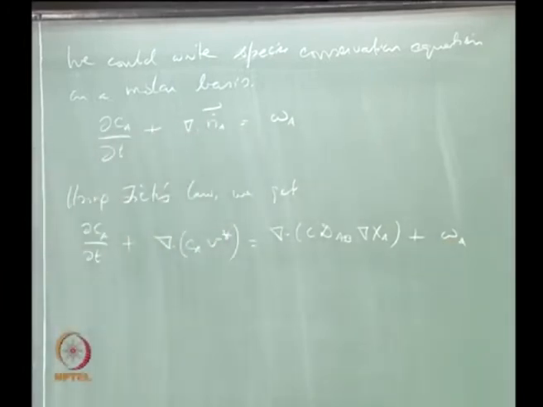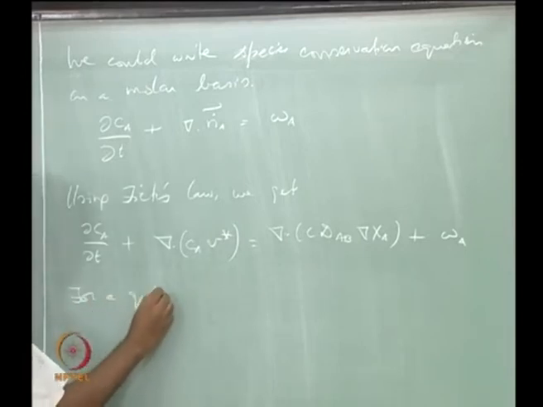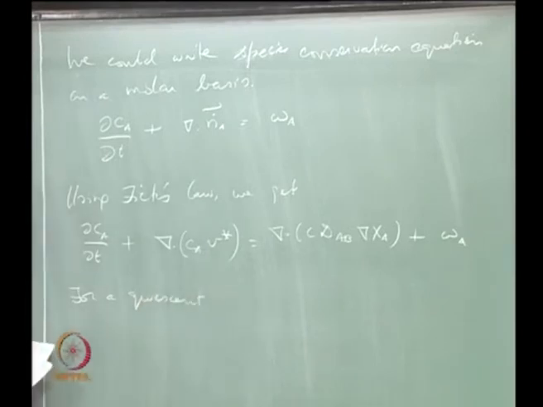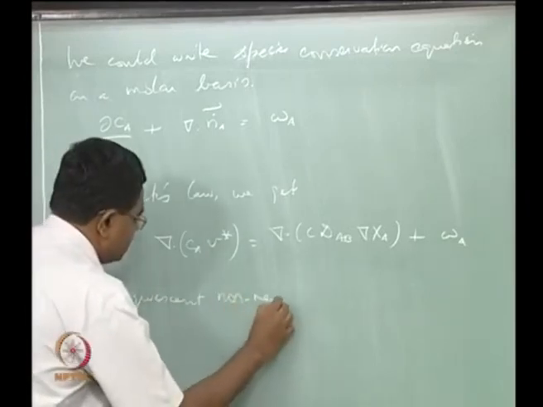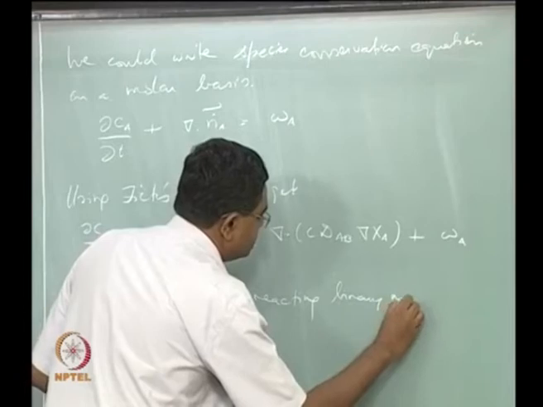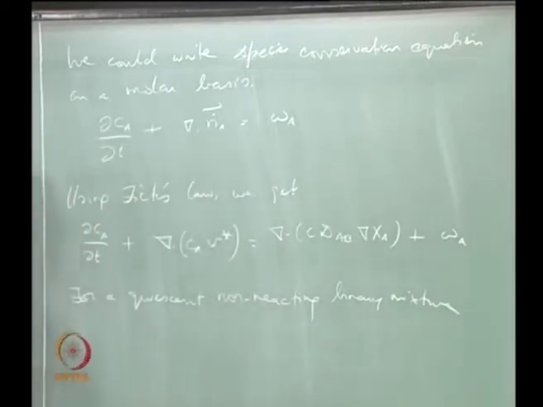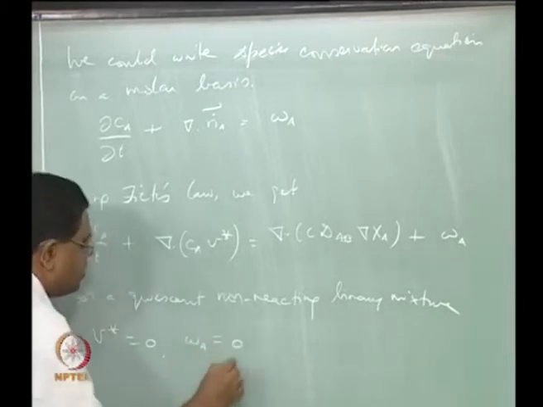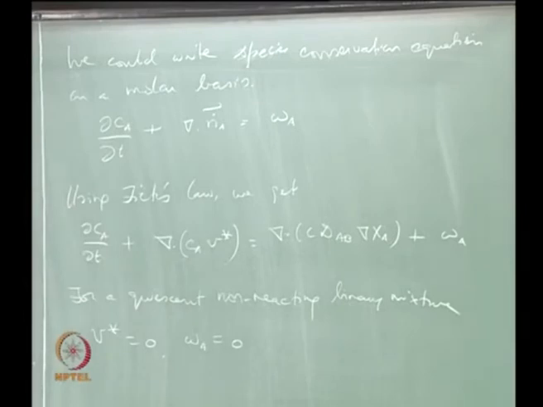Now for a quiescent non-reacting binary mixture, what's meant by quiescent? Effectively we say V star is equal to 0, right? And what is meant by non-reacting? Omega A equal to 0. Each of those, omega A, omega B, would be 0, right?